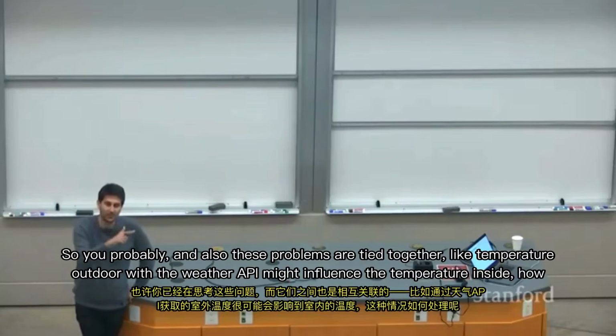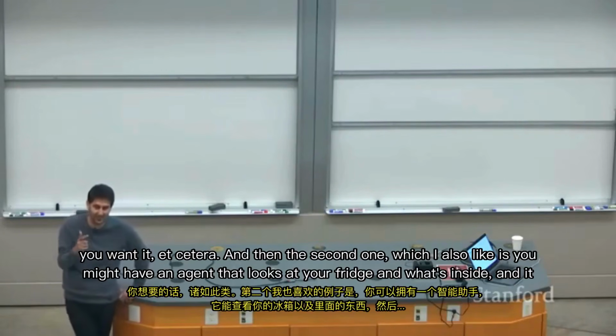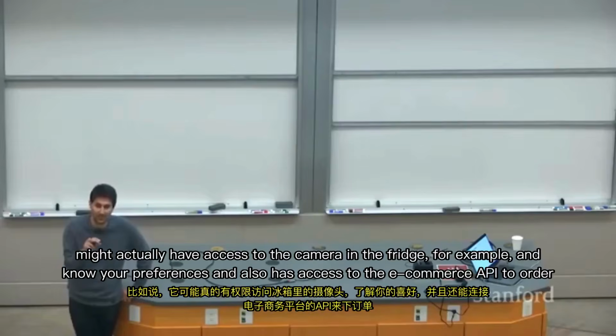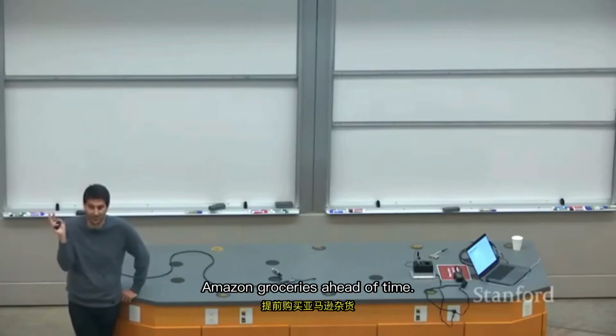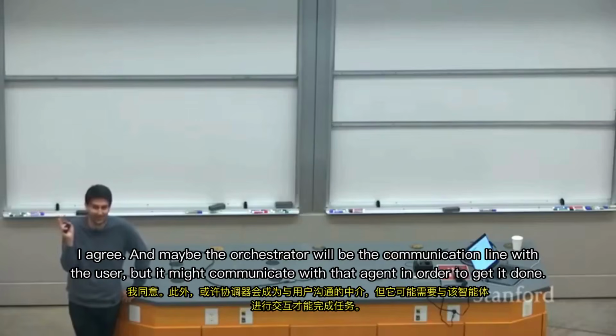So you probably, and also these problems are tied together, like temperature outdoor with the weather API might influence the temperature inside, how you want it, etc. And then the second one, which I also like, is you might have an agent that looks at your fridge and what's inside, and it might actually have access to the camera in the fridge, for example, and know your preferences, and also has access to the e-commerce API to order Amazon groceries ahead of time. I agree. And maybe the orchestrator will be the communication line with the user, but it might communicate with that agent in order to get it done.